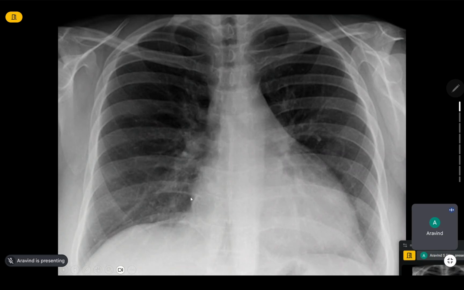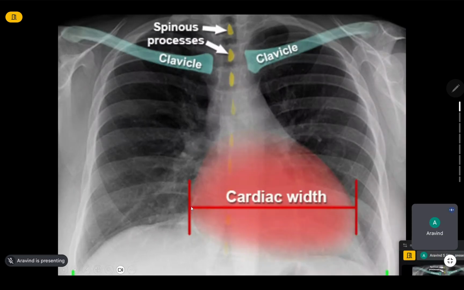So here you can see that the cardiac width is more than that of the thoracic width. The cardiothoracic ratio is increased, so it indicates cardiomegaly. The cardiac width is greater than 50% of the thoracic width.